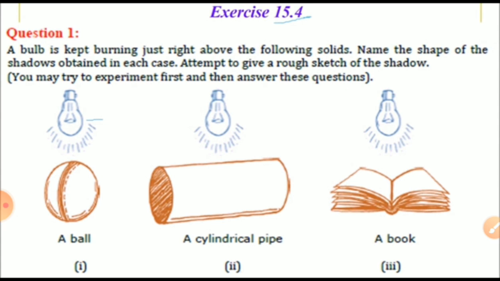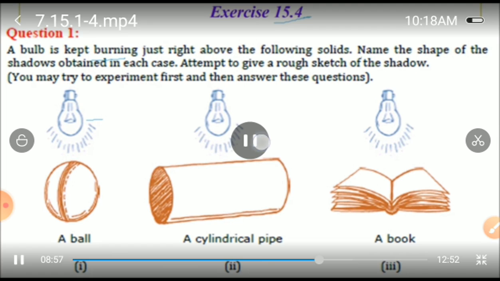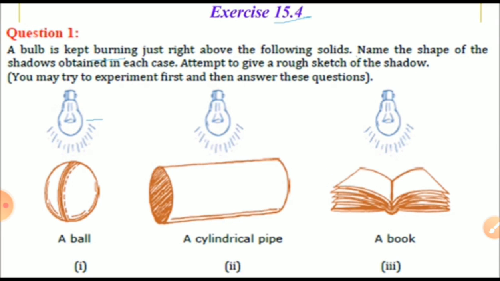Okay, now look here, the shadow part of question 1 of exercise 15.4. My dear student, this is the last exercise of your textbook. Be careful, it is very clearly shown in this first question. Just read out the question. A bulb is kept burning just above the following solids. Name the shapes of the shadows obtained in each case. Attempt to give a rough sketch of the shadow. You may try to experiment first and then answer these questions.